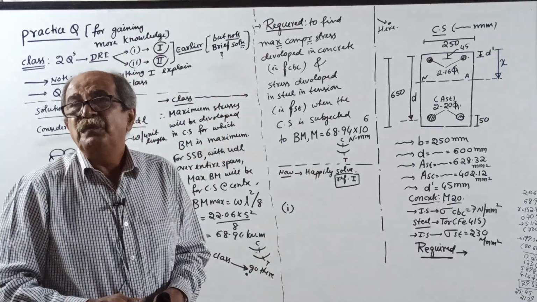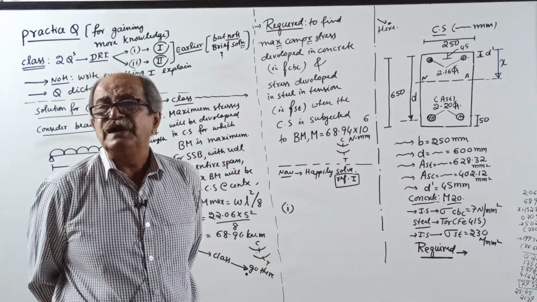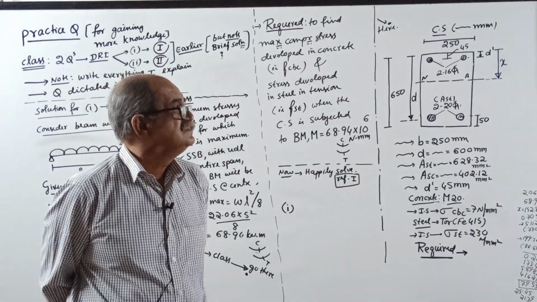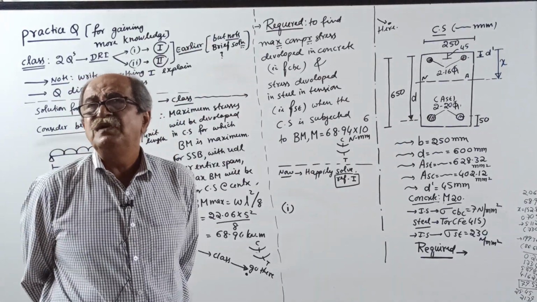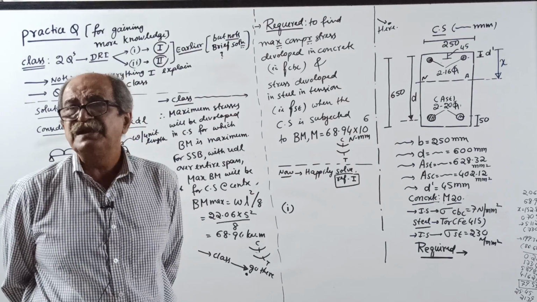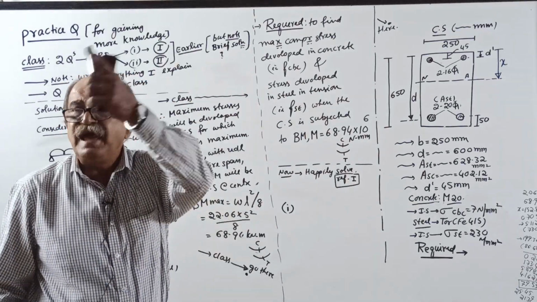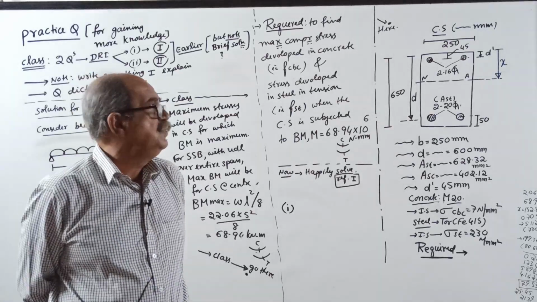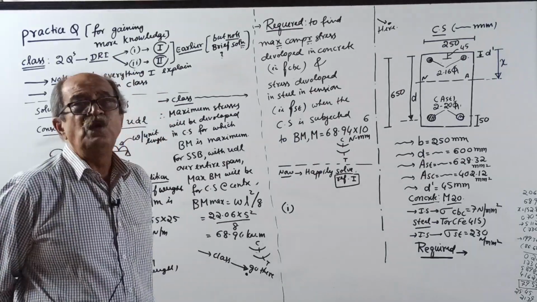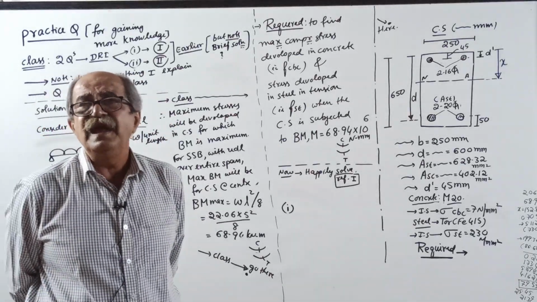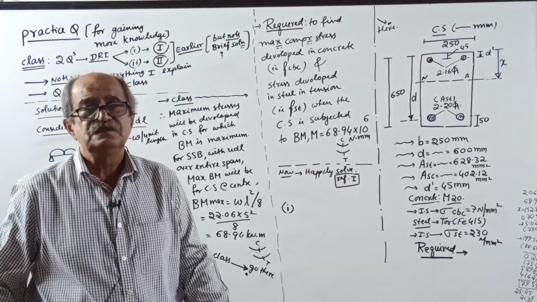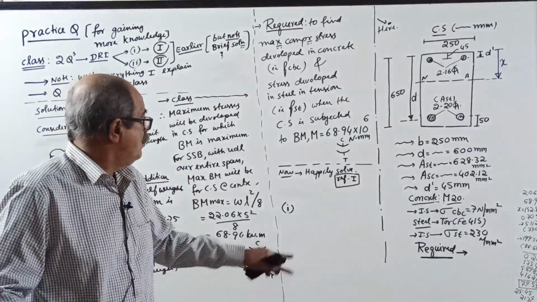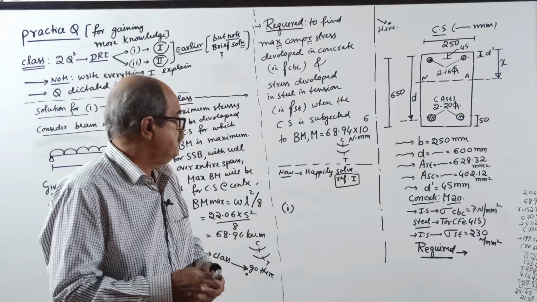Find maximum compressive stress developed in concrete and maximum stress developed in tension steel for the entire beam if the beam is loaded by an UDL of 18 kN per meter in addition to self weight. That is question number 1. Okay. Question number 2.